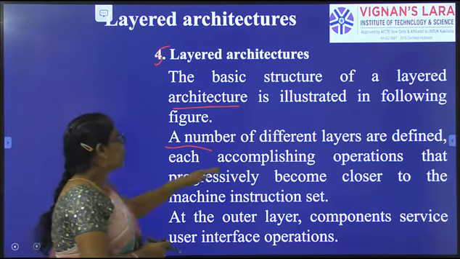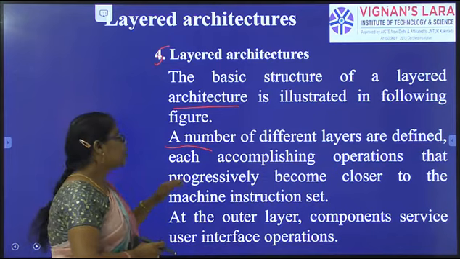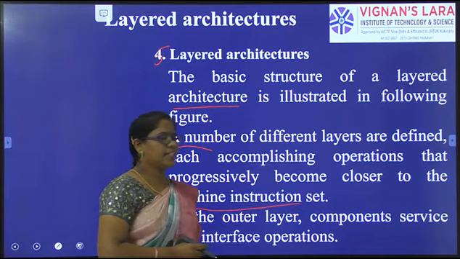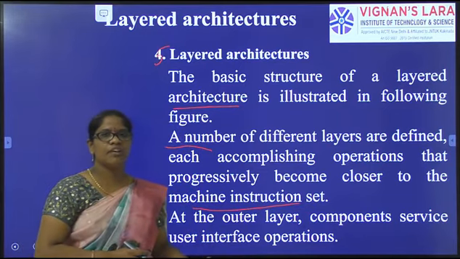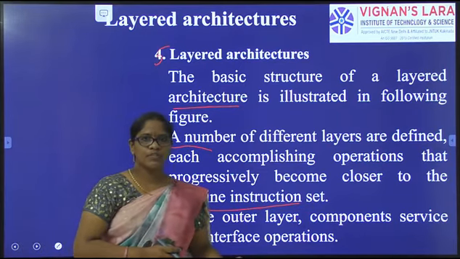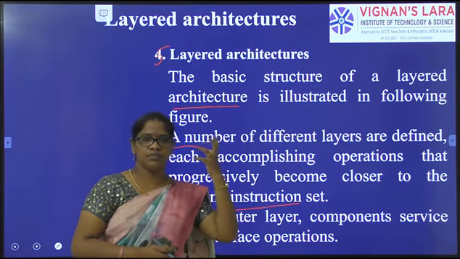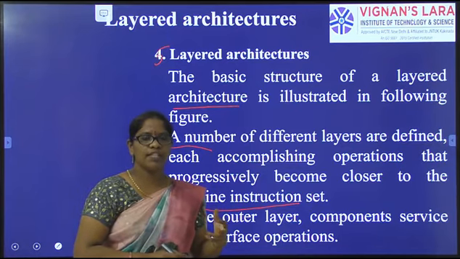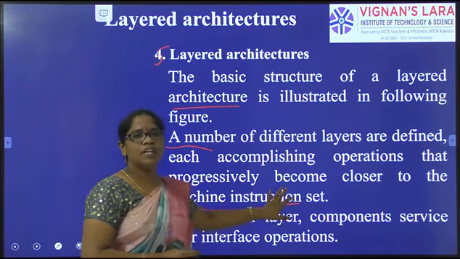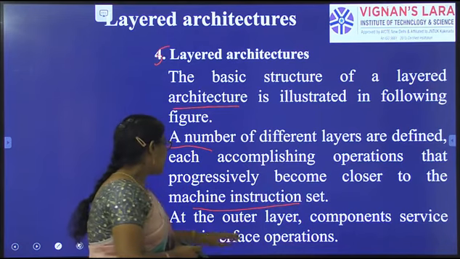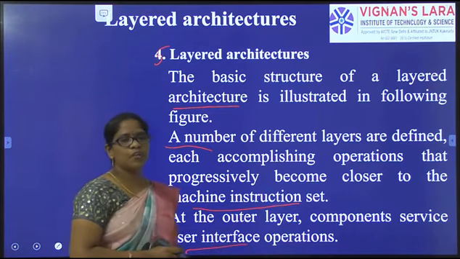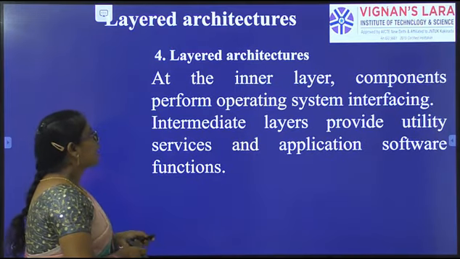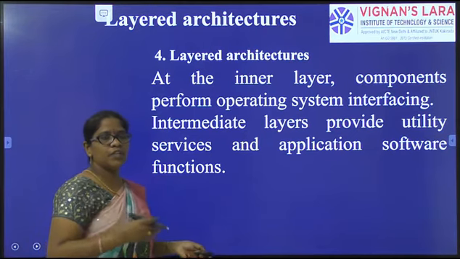In order to perform some operations, to progressively become closer to the machine instruction set. According to the machine instructions, for example, robots. For robots, we use some machine instructions in the chip. In order to follow those instructions, we go for the layered architecture. At the outer layer, component, service, and user interface operations will be performed. How the design will be, we will see. So the outer layer performs the user interface operations.